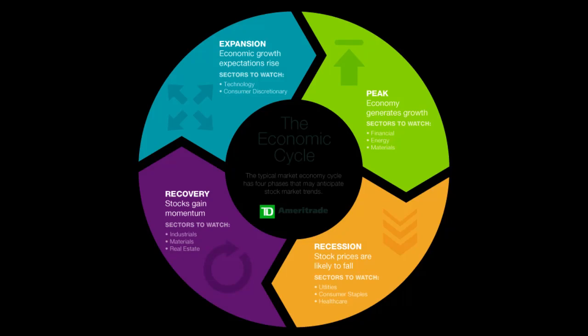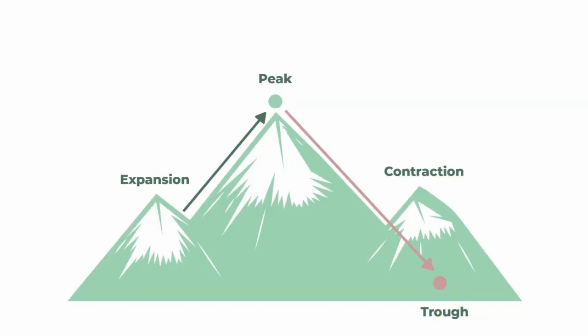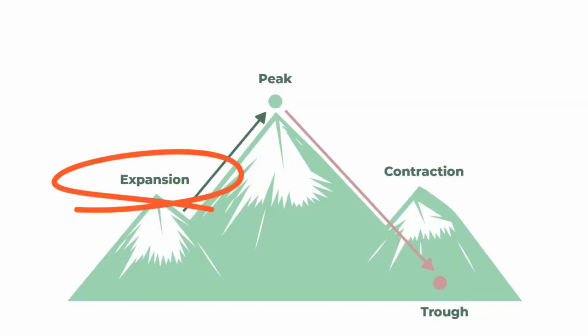In the expansion phase, the economy is growing, income is increasing, and the unemployment rate is falling. Businesses are doing well, companies are generating profits, and investors are optimistic about the future. This phase is usually accompanied by an increase in consumer and business confidence, which leads to an increase in consumption and investment. For investors, the expansion phase can offer favorable investment opportunities, especially in the stock market.